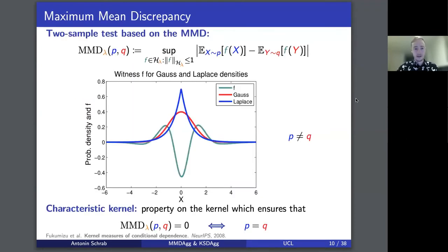All right. And so one property that we assume on our kernel is that the kernel is characteristic. So this is a bit technical. If you're interested, you can read the reference of Fukumizu and others, but essentially all you need to know is that the Gaussian and the Laplace kernels are characteristic. And so what does it mean to be characteristic? Well, it's a property that ensures that the MMD is going to be 0 if and only if P equals Q. So this is something we need in order to construct a test based on the MMD.